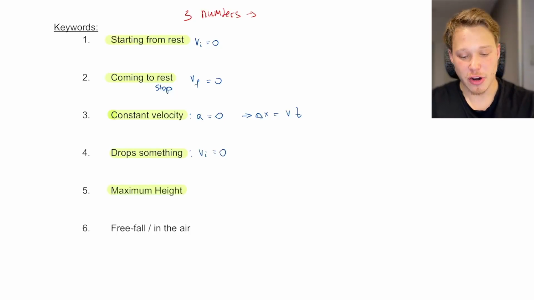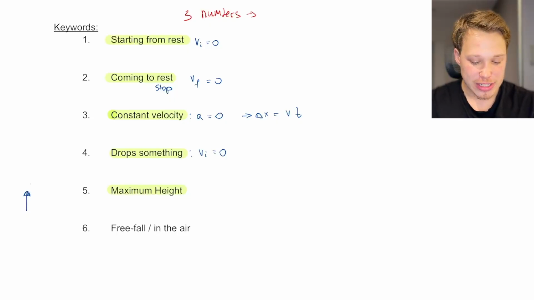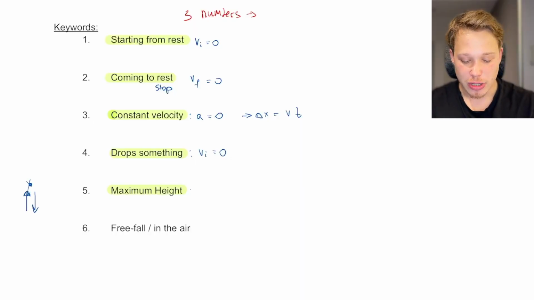Maximum height is a very common one. Let's think about what happens at the maximum height. If you throw something in the air, let's say a stone, for a brief moment it stops before it reverses direction. So at the maximum height, the velocity is 0.